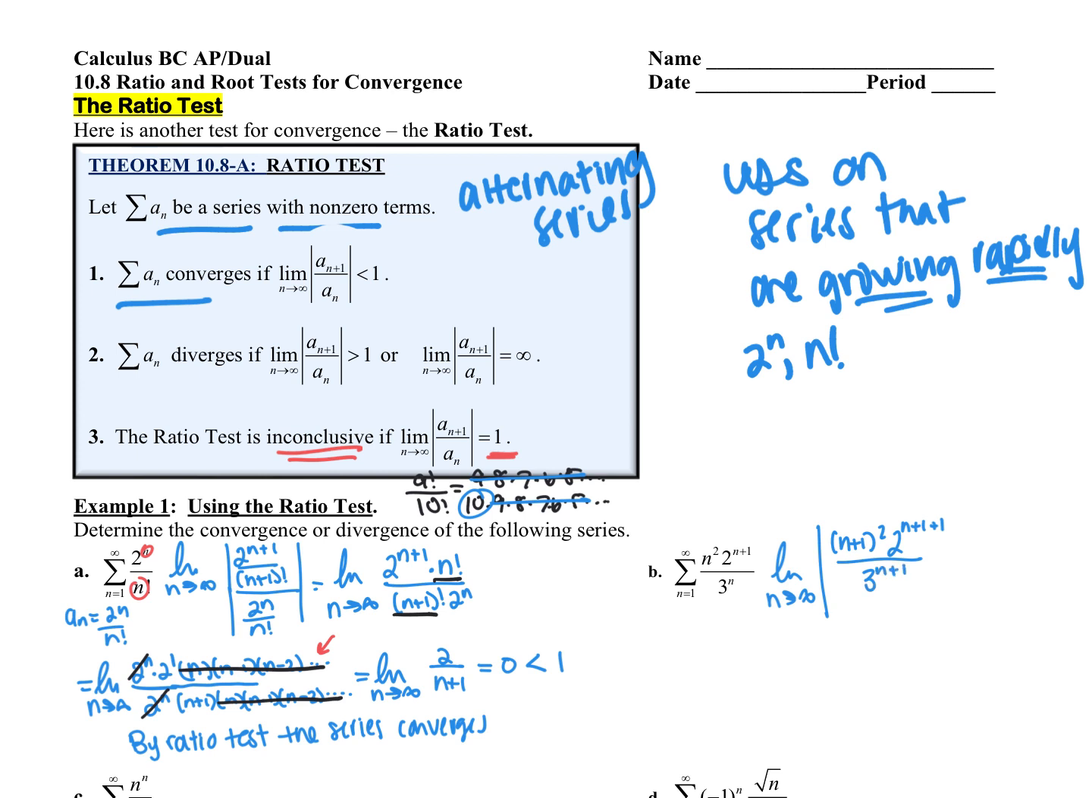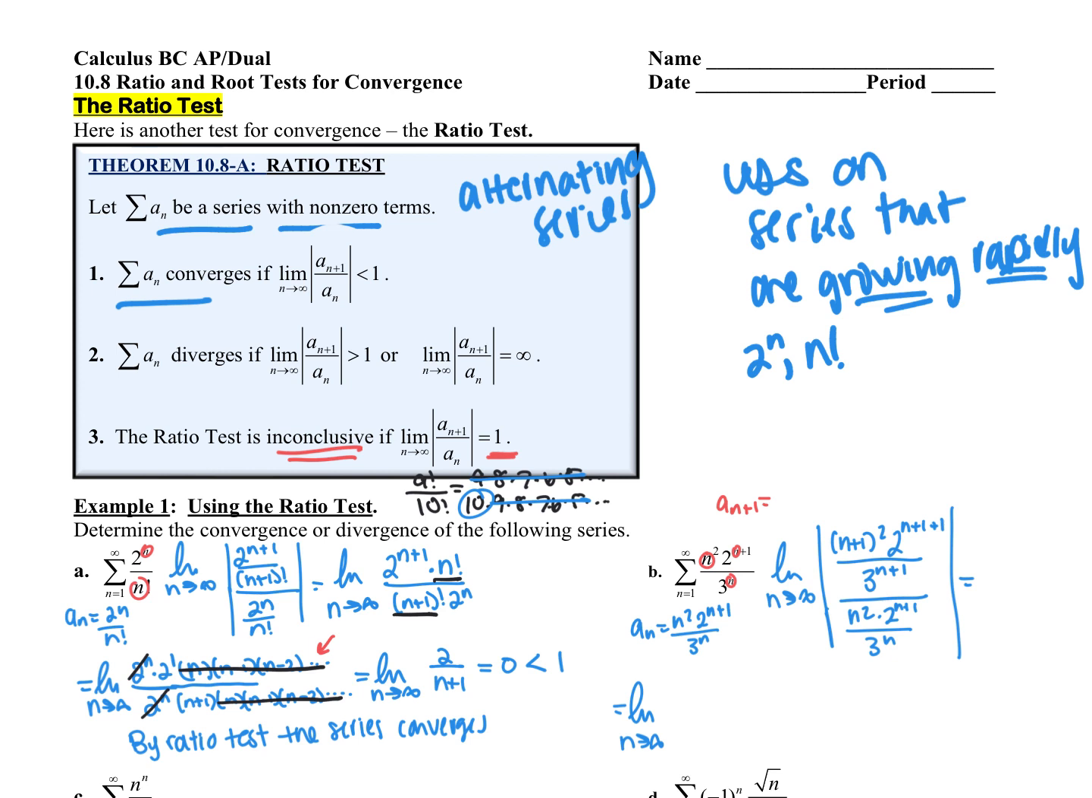So again, we're just plugging in n plus 1 wherever there's an n to find a n plus 1. And then a n in the bottom, because a n here is just n squared 2 to the n plus 1 over 3 to the n. And then we'll go ahead and flip and multiply. I'll go ahead and come down here. So we'll do the limit as n approaches infinity.